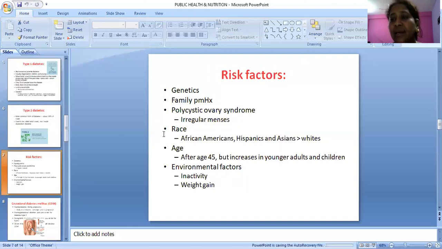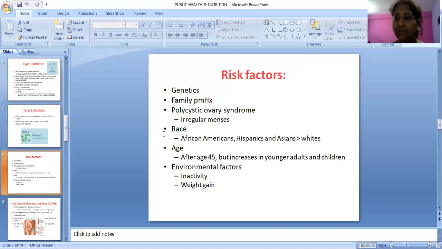Age. Usually after attaining the age of 45, you can see diabetes mellitus in people who are not maintaining a healthy lifestyle, but it is increasing in younger adults and children also. What are the environmental factors? Environmental factors are inactivity and weight gain.